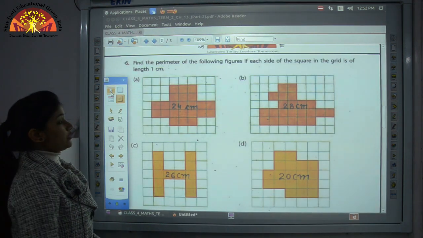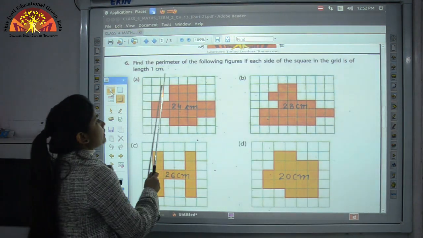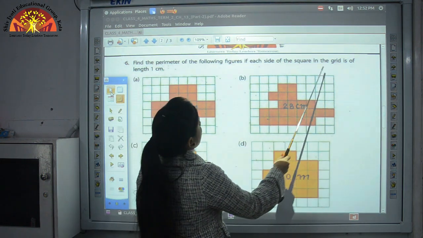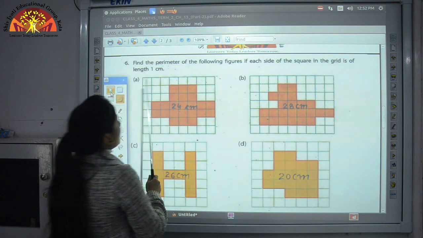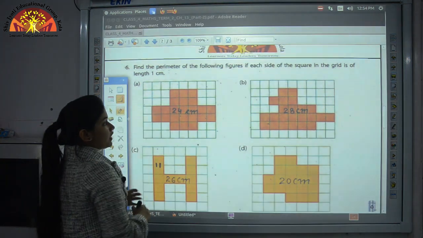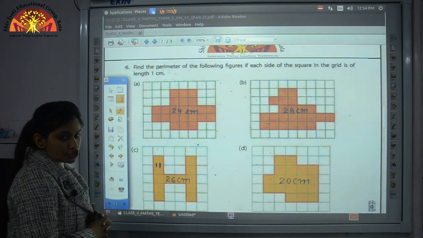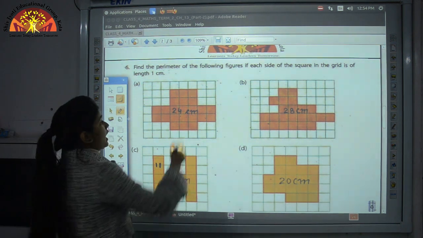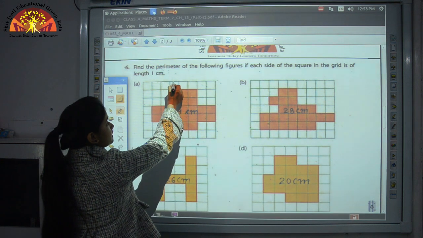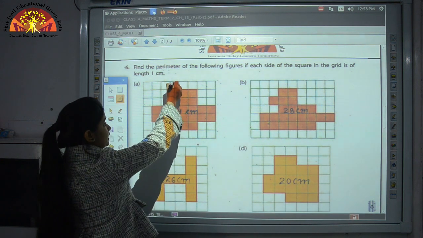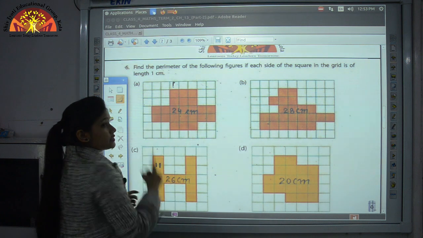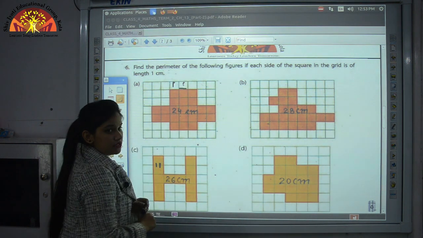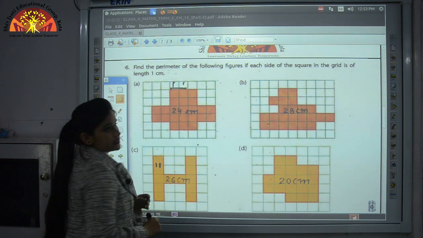Question number 6, and question number 6 is find the perimeter of the following figures if each side of the square in the grid is of length 1 centimeter. So now we are finding the perimeter of this given shape. It means we have to find the total length of the boundary. Okay, and as we know, this is 1 centimeter. This is given in the question. The side of this grid is 1 centimeter, right? Then next side will be again 1 centimeter. So total will be 2 centimeter.